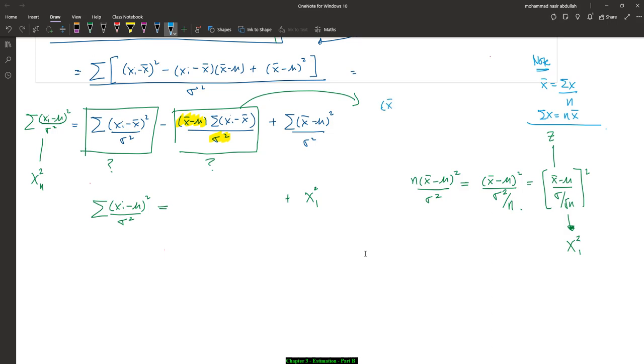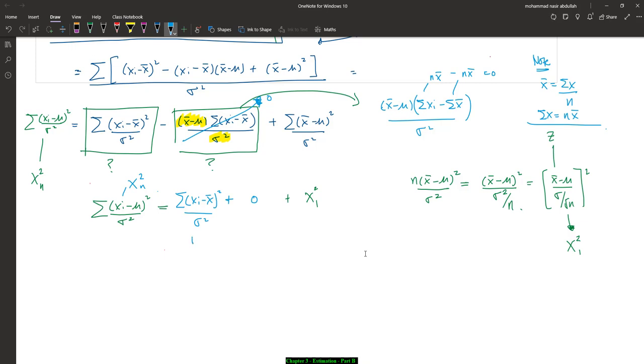So x bar minus mu, and then this one should be summation of xi minus summation of x bar. Summation of x is equal to n x bar, and summation of x bar is equal to n x bar. So n x bar minus n x bar is equal to 0, so this whole thing is equal to 0. So 0 plus the thing that we want to find, xi minus x bar squared divided by sigma squared. So this is a chi squared with n degrees of freedom.